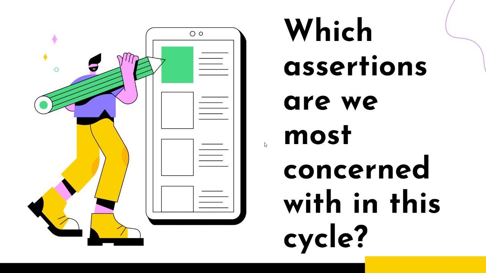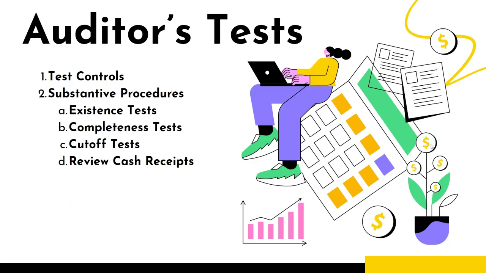Classification may also be important, making sure revenue is recorded into the correct place. Completeness and cutoff could also be a concern, making sure things are recorded in the right time period. So those are the assertions we're most concerned with. When we're thinking about our audit tests, those are the ones we're going to want to focus on. So, the tests that the auditors are going to have to do.